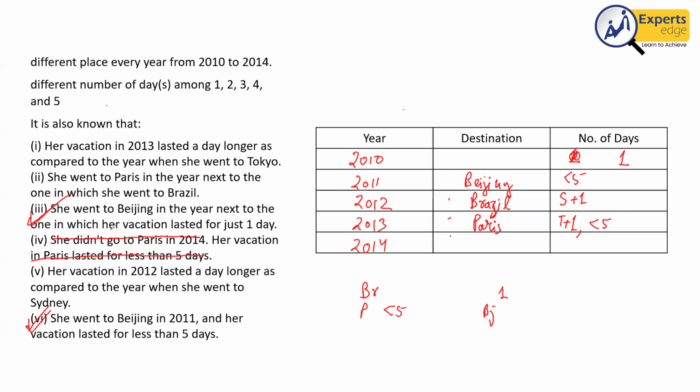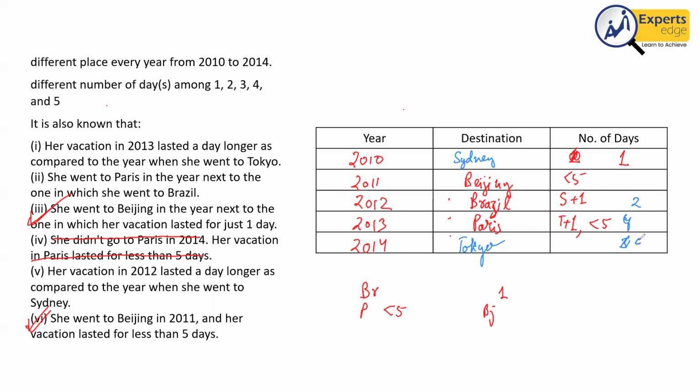So now there are two cities left, Tokyo and Sydney. And we can make cases to check which one. I'm starting with Sydney. I'm using a different color here. Suppose Sydney is 2010, which means Tokyo is 2014. Now Sydney's day is 1 day. So Brazil will be 2 days, S plus 1. Now for Tokyo, if we put Tokyo as 3, Paris becomes 4, T plus 1, in which case Beijing has to be 5, so not possible.